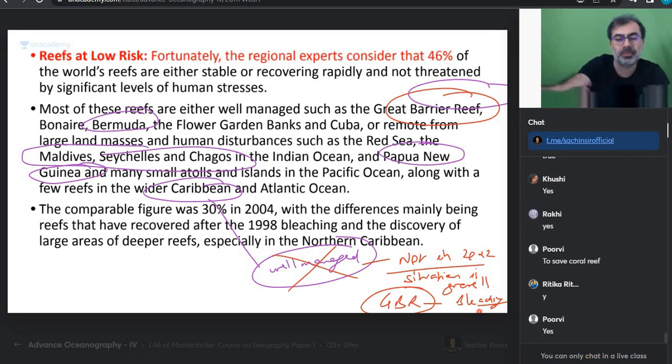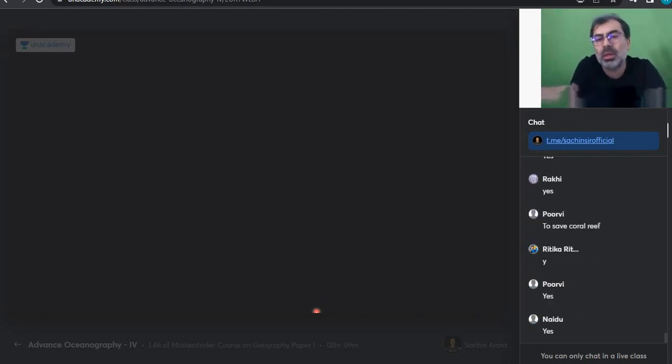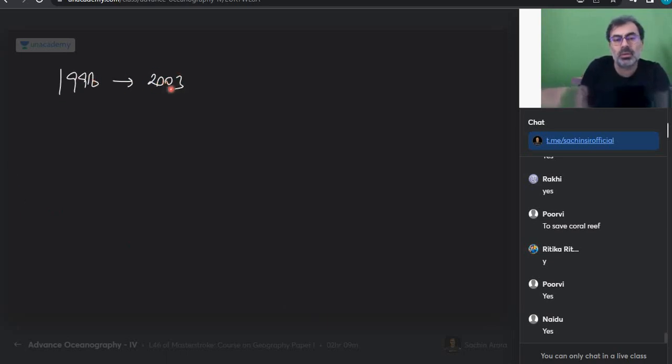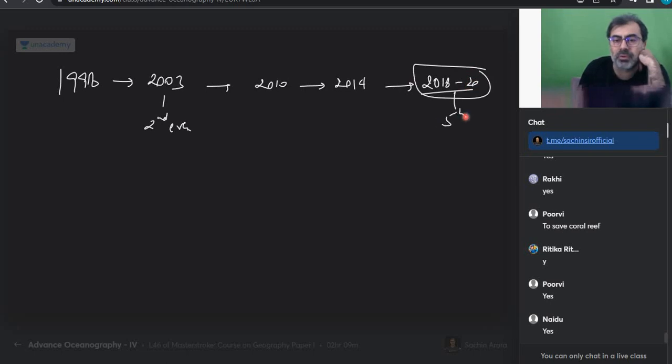So this was coral bleaching. Did we understand Clive Wilkinson? And whatever reports are coming, they all are hinting at the same thing. Now let me tell you, 1998 was such a big event. In 2003 we had the second event. Around 2010 we had the third one, 2014 the fourth, and now around 2018 to 2020, the fifth event.